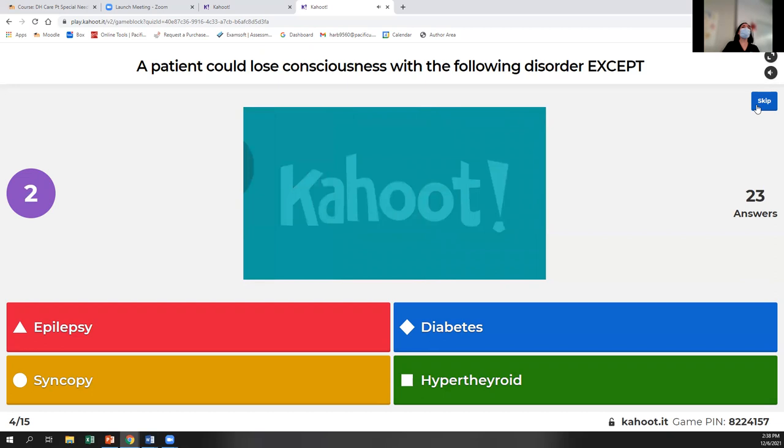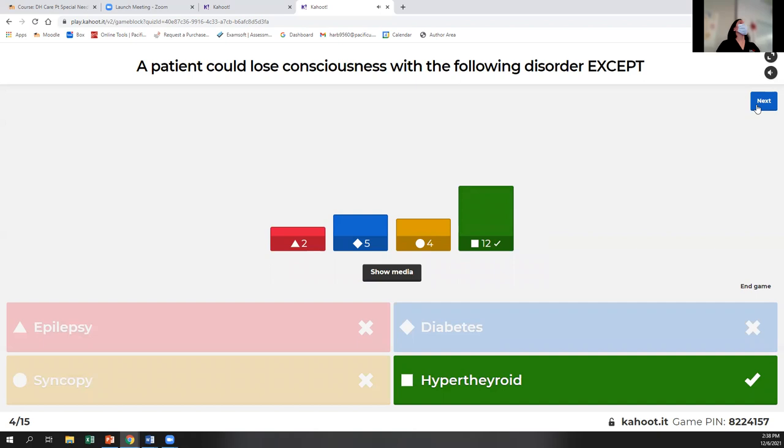I'll help focus us in after this. So you guys answered. The majority of you answered correctly: someone with hyperthyroid. But what I do want you to focus in on is somebody with epilepsy very likely could possibly lose consciousness. So let's know that for the exam. But hyperthyroidism, no. Someone could lose consciousness with diabetes. They could lose consciousness with, obviously, syncope because they have fainted.